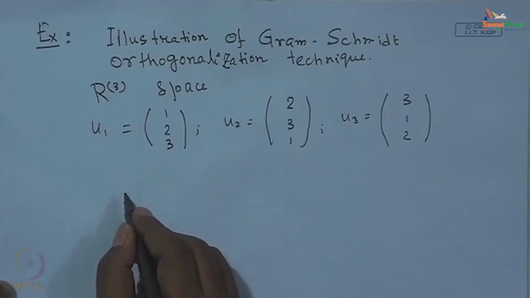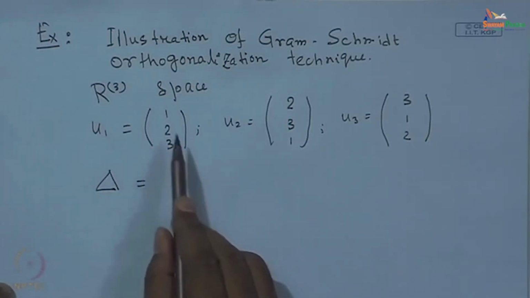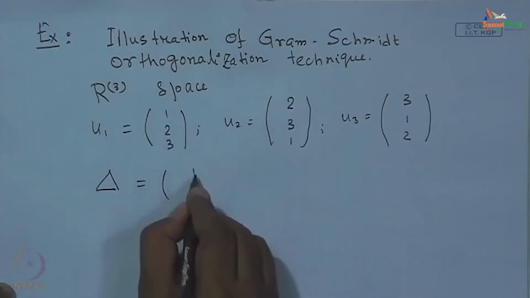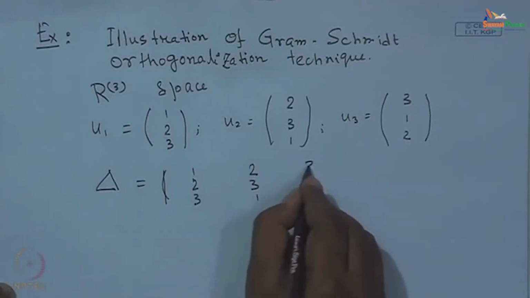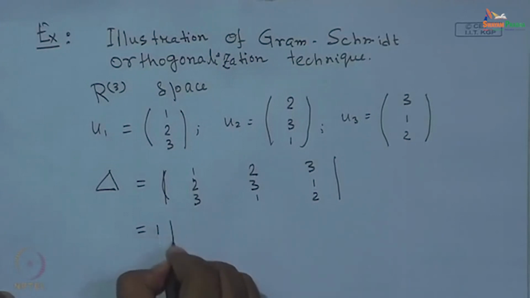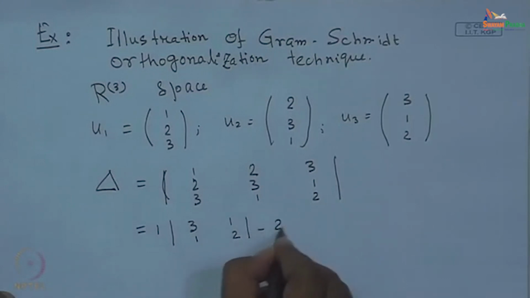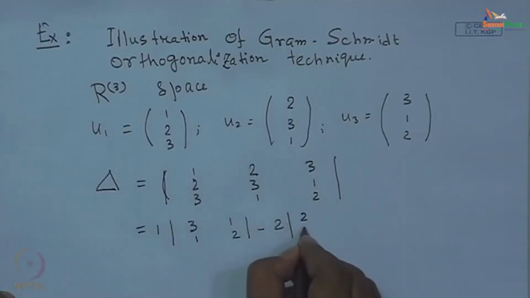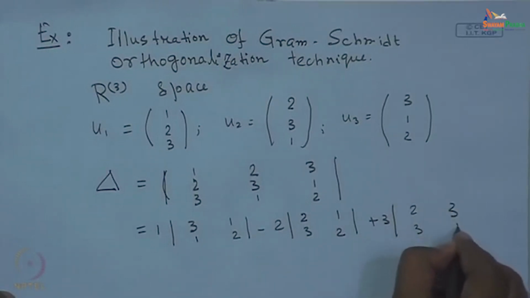In order to test that, we evaluate the determinant formed by the elements of these vectors. So, it will be 1, 2, 3, 2, 3, 1, 3, 1, 2. So, it is a 3 by 3 determinant. So, just open up this determinant. It becomes 1 multiplied by the minor of 3, 1, 1, 2, minus 2 times the minor of 2, 3, 1, 2, plus 3 times the minor of 2, 3, 3, 1.